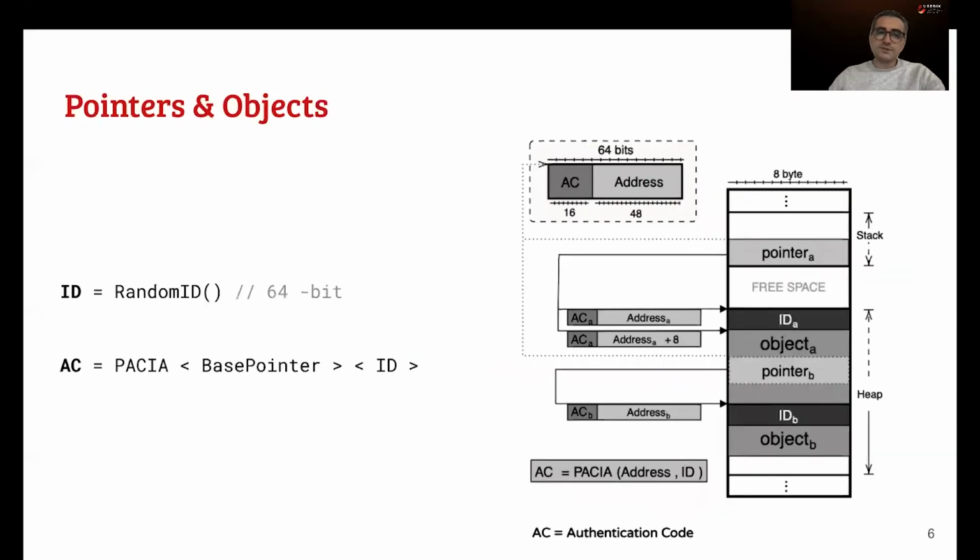We divide memory into two sections, pointers and objects. For the objects, we generate a 64-bit random ID, and it's located exactly before the object in memory. Technically, the metadata is in line. For the pointer, we use the base pointer of the object and also the ID of the object as the input of the PAC-IA instruction. Then we generate a signature based on that. This signature is stored in unused bits of the pointer. Therefore, by this technique, we are able to make a connection between the pointer and the object.